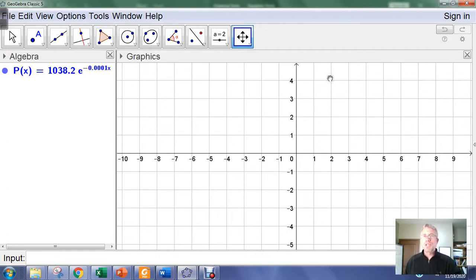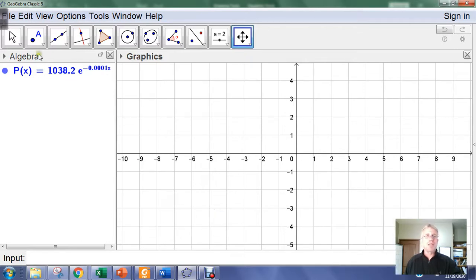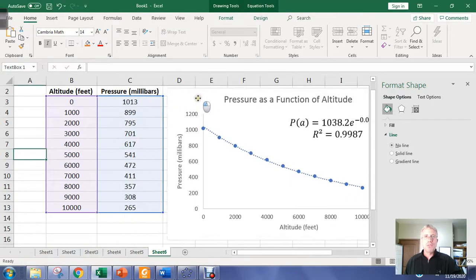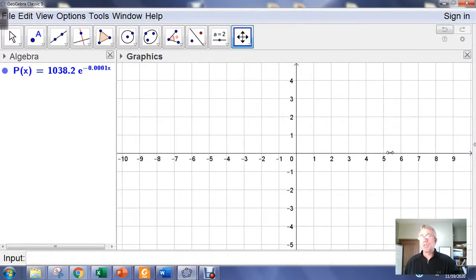Now, GeoGebra is giving me a standard viewing window. When I right-click on an axis, see it's got standard view, zoom to fit. So right now I'm in standard view, and what's happening is I'm not seeing the graph because it doesn't work with standard view. Remember, the input values for our data set went from 0 to 10,000, and our outputs were between 265 and 1013. So I have to rescale the window in order to see anything.